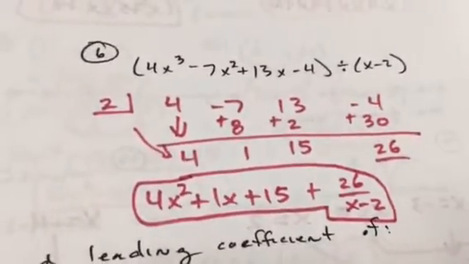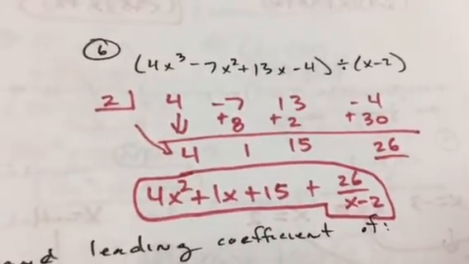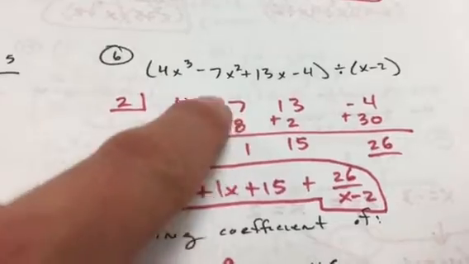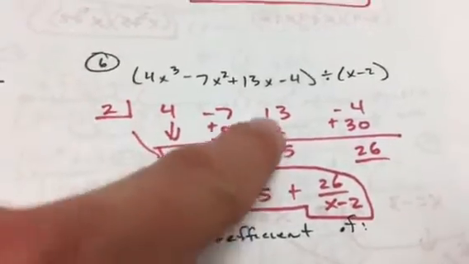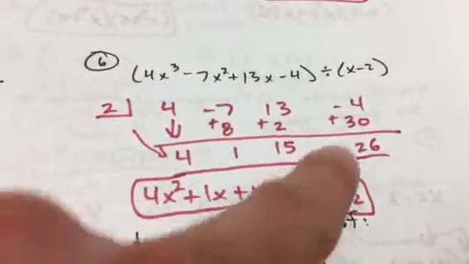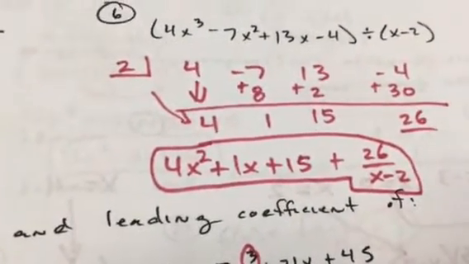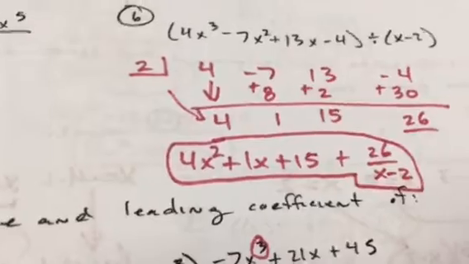Number 6, synthetic division, x minus 2 equals 0. Put 2 in the cubby. Then you bring 4 down. 2 times 4 is 8. Add these together. 2 times 1 is 2. Add them together. 2 times 15 is 30. Add them together. 26 is the remainder, so that's why it's plus 26 over x minus 2.